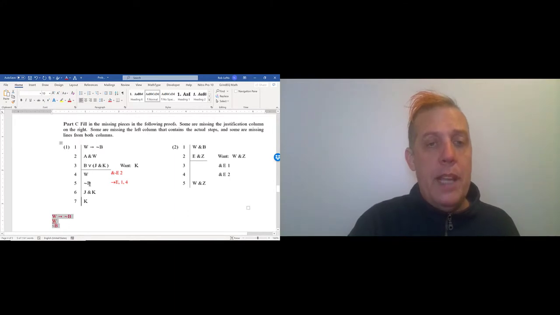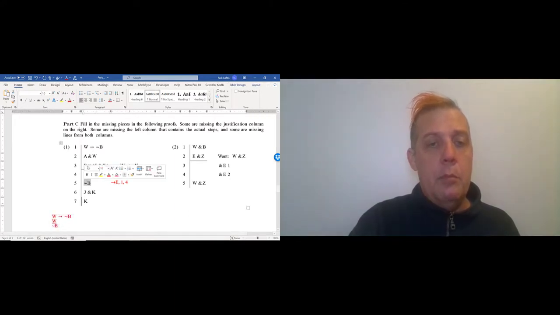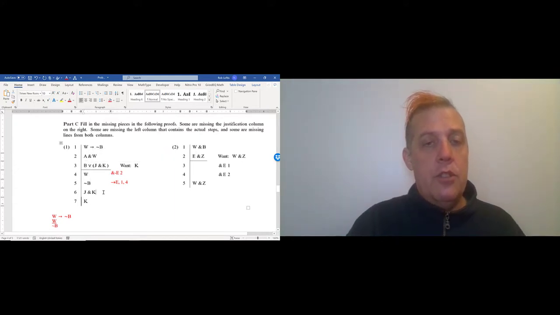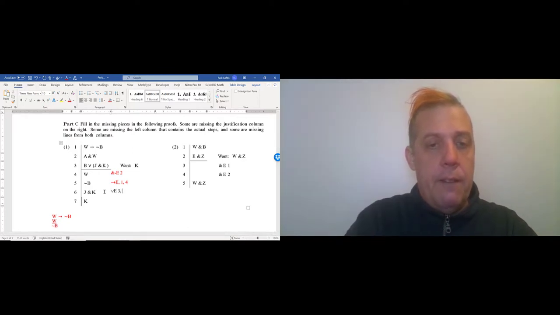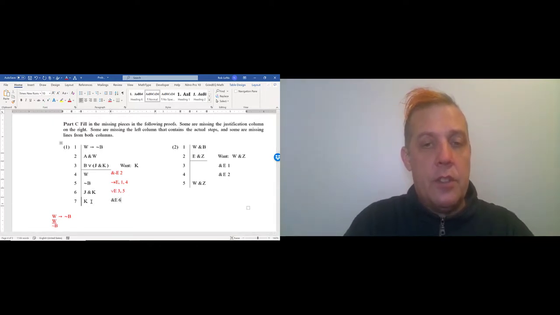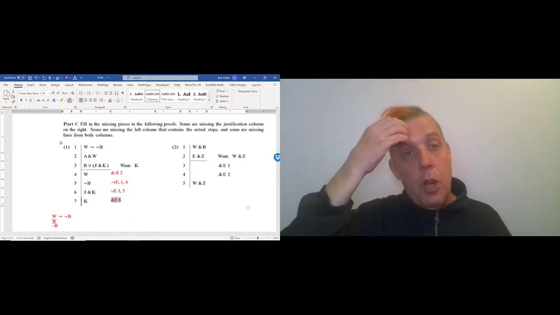Once you have not B, it works with this line here and or elimination to get you J and K. So this is or elimination, lines 3 and 5. And then K just comes with and elimination on line 6. And so that's how you fill in that sort of problem.